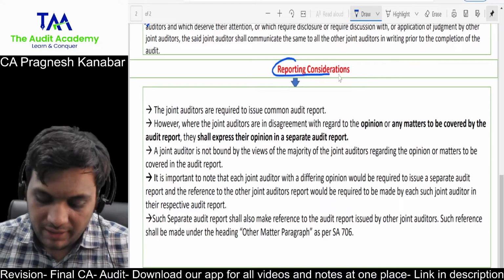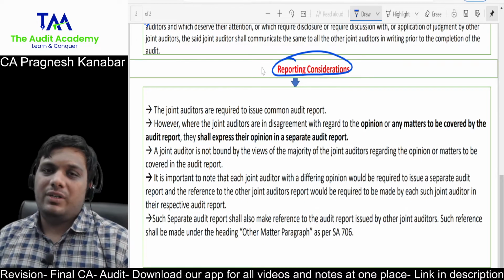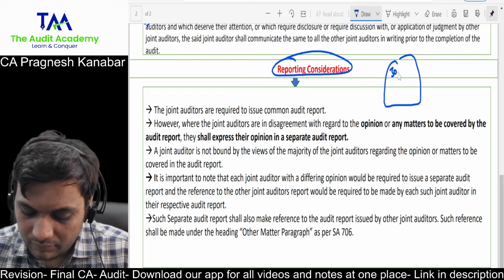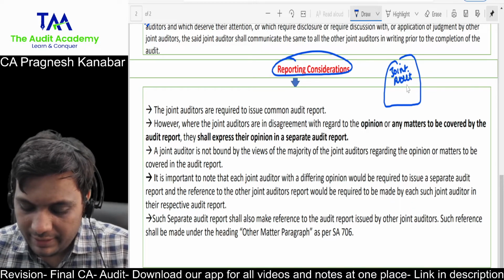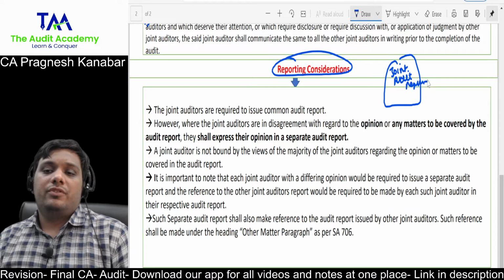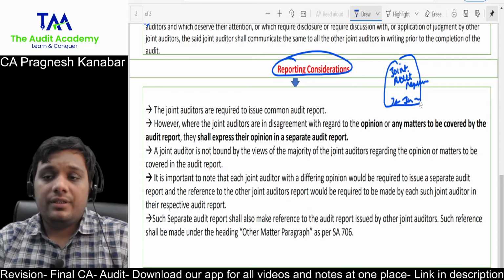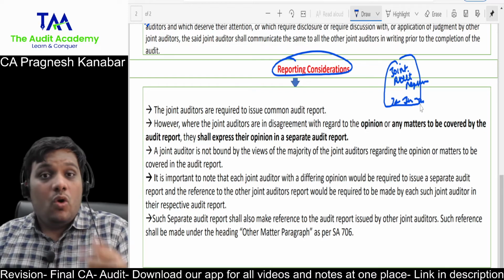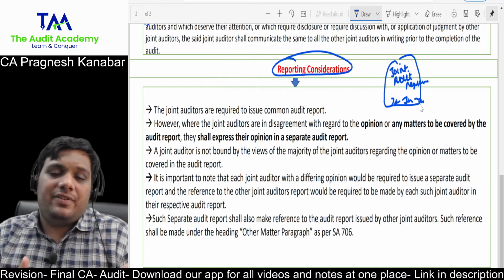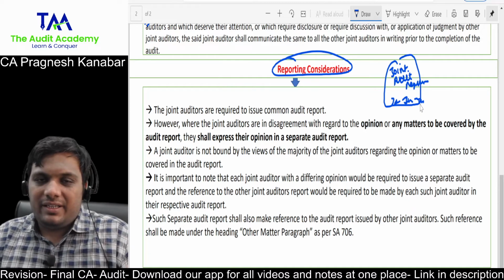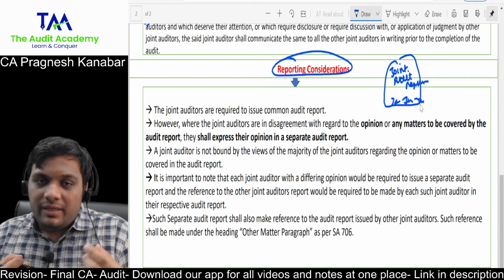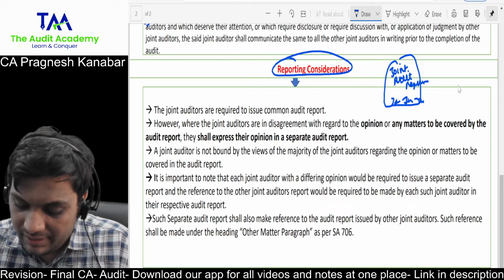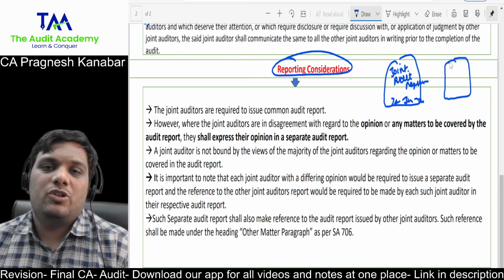When we talk about reporting considerations, obviously all the joint auditors need to come together and develop a joint audit report. We can develop a joint letterhead and a joint audit report which will be signed by all the joint auditors. But if there is a difference in the opinion or a difference in other paragraphs like emphasis of matter, key audit matter, other paragraphs, correct? So I want to write X, you want to write Y, and we tried to resolve the differences but we could not resolve it. Then for the areas where we have differences, we can issue a separate audit report.